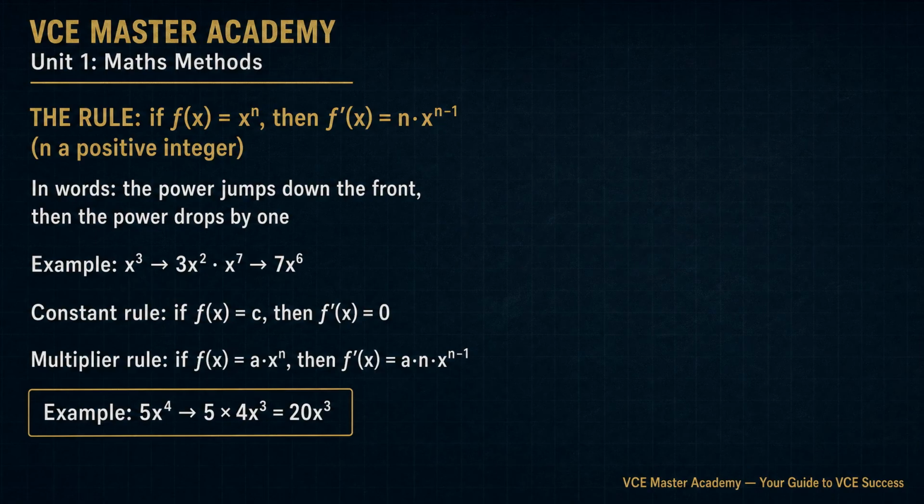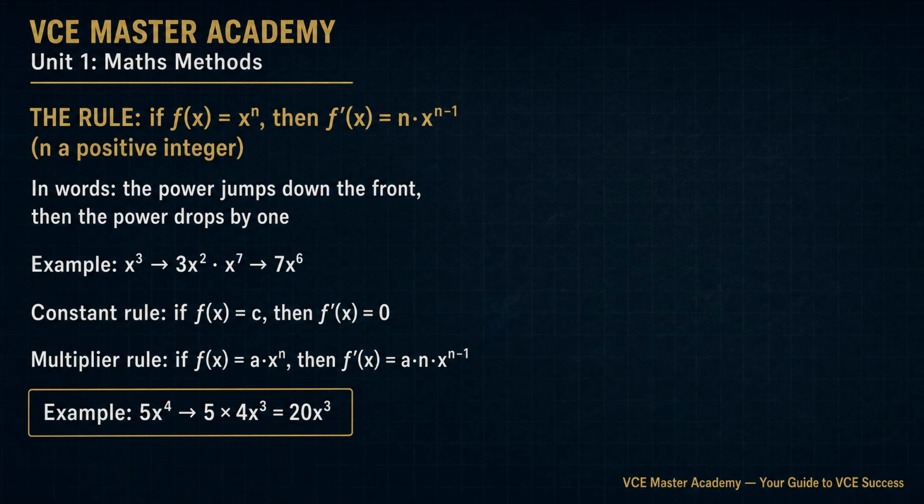Here is the star of the show. If f of x is x to the power n, where n is a positive whole number, then the derivative is n times x to the power n minus 1. Say it in plain words and it becomes a dance move. The power jumps down the front as a multiplier. Then the power itself drops by 1. Down the front, drop by 1. That's it. Watch it work.